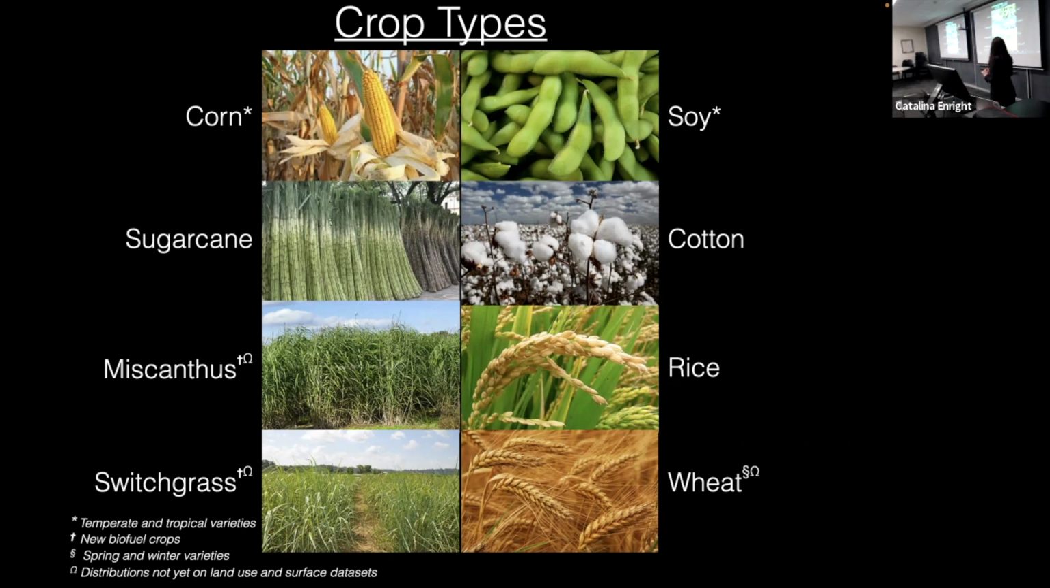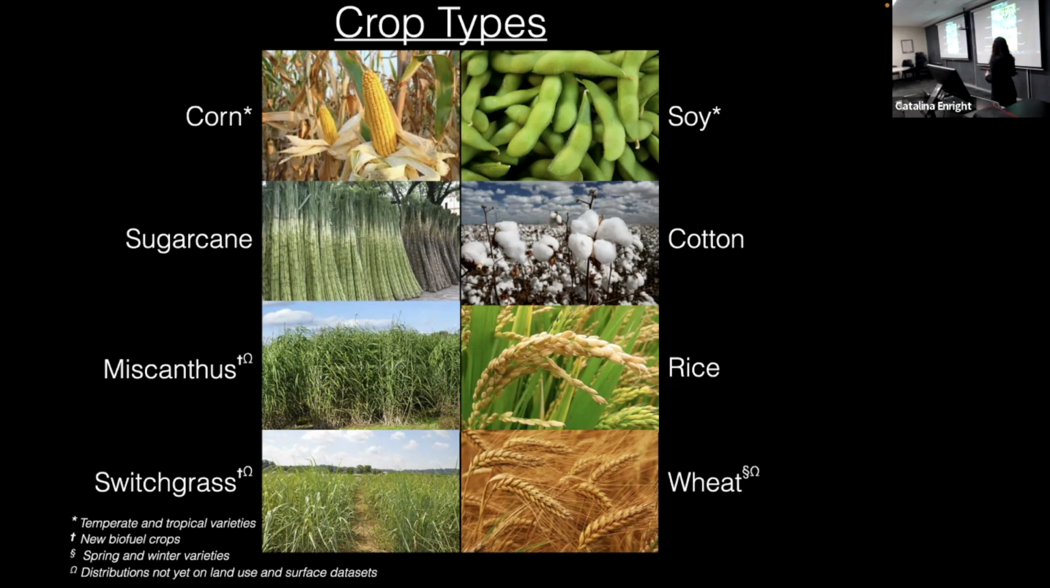So we represent currently several different crop types. We have temperate and tropical varieties of corn and soy. So we grow crops in both temperate and tropical regions. We also have sugarcane, cotton, rice. We have miscanthus and switchgrass, two of our bioenergy crops. Even though we have ways to simulate them, they're currently not included on our surface data set. And so we need to make some modifications to add the regions where these crops are growing in order to use them more effectively in the model.